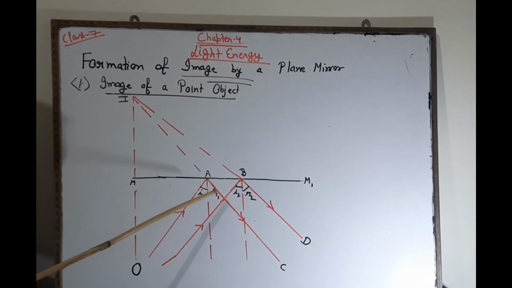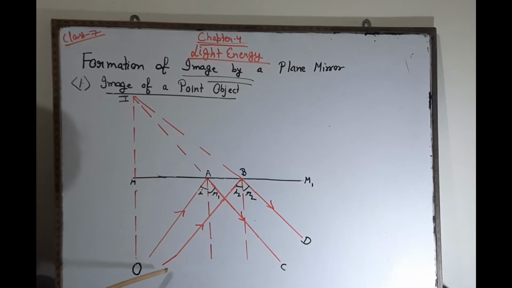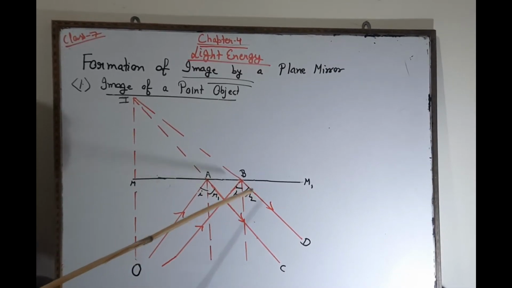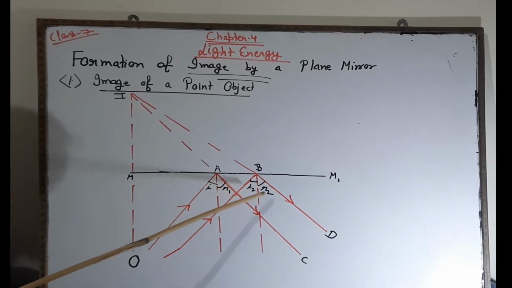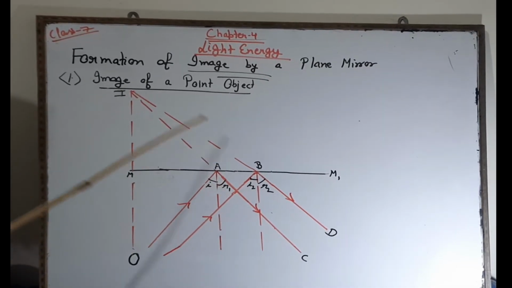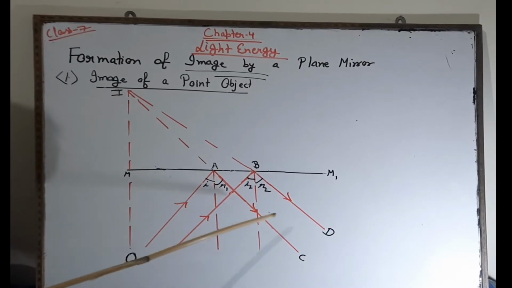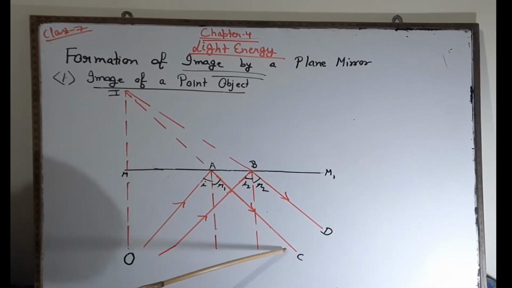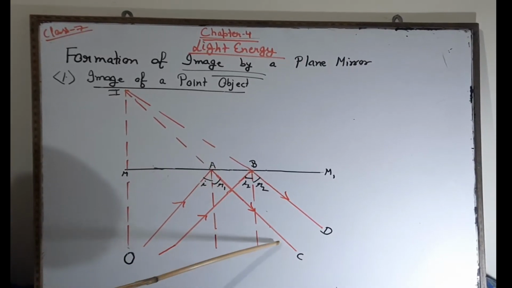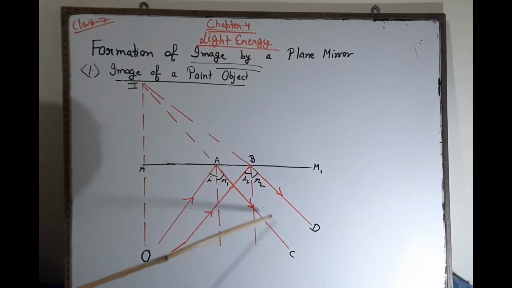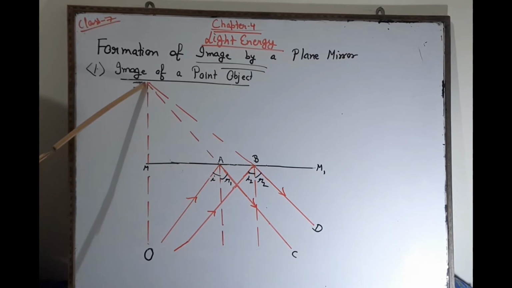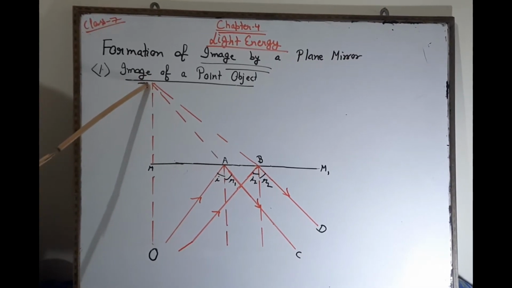Similarly, the angle of incidence of the ray OB is I2, and the angle of reflection of BD is R2. So angle I2 equals angle R2. To locate the position of the image, what will we do? We will produce the reflected rays AC and BD backward. When we produce them backward, they will meet at this point I. So this is the image of the object.